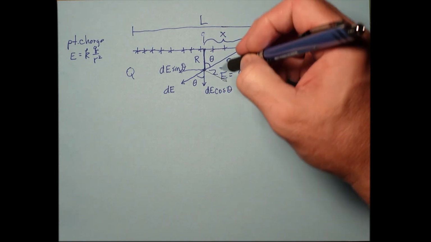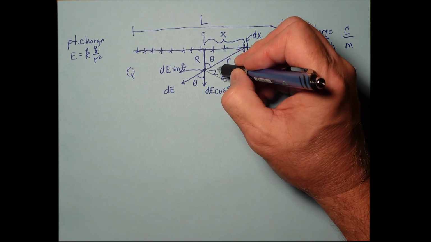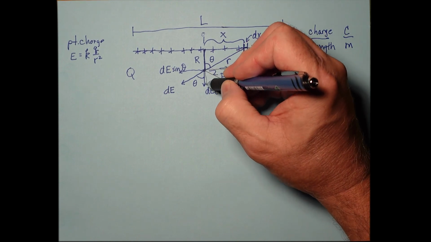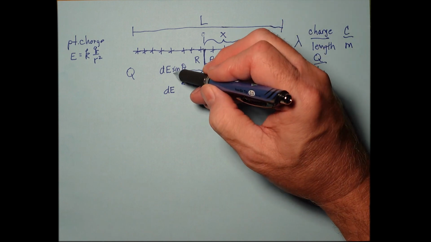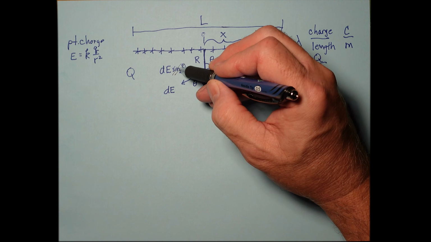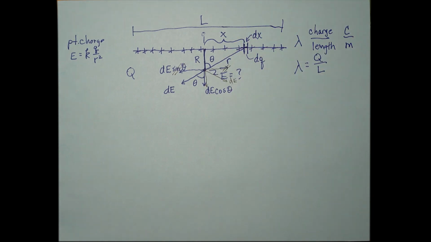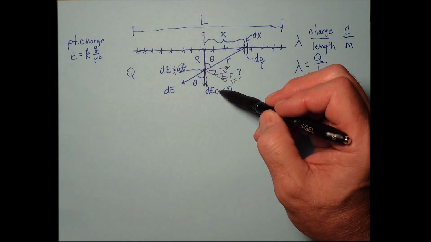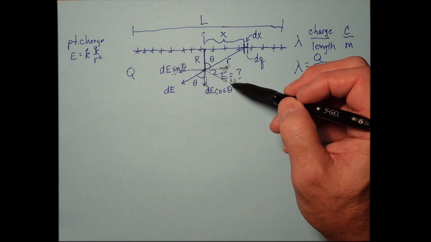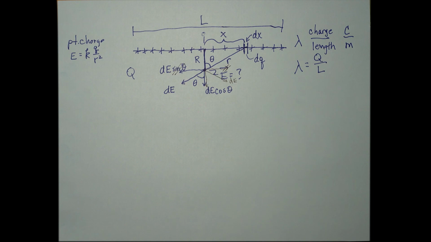So there's going to be a dE that points in that direction, and that dE could be broken up into a component going this way and a component going that way. And you can see what's going to happen. The sine terms are going to cancel each other. So the net effect of doing this integral all the way across is that the cosine terms are the ones that add together. The sine terms are just going to cancel each other.